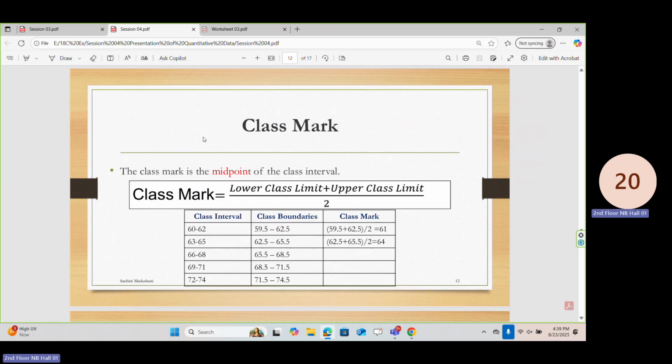Then class width, now you have studied. Then class mark. Class mark is the midpoint of the class interval. How do we find it? We add the two limits, upper and lower, then divide by 2. After we finish the calculation part, we use the class mark instead of the class interval. Now clear? Okay, these are the components in the grouped data distribution. This is very important to calculate the mean, standard deviation, and variance.